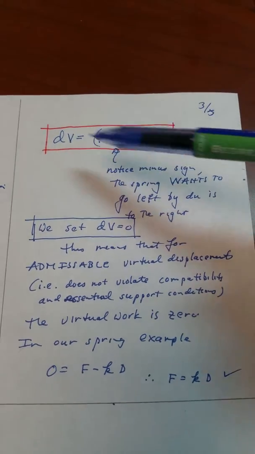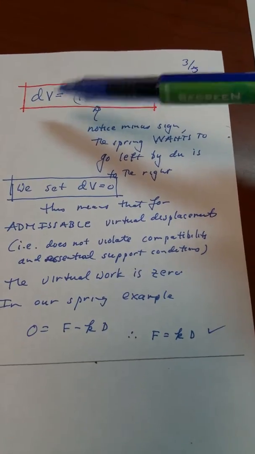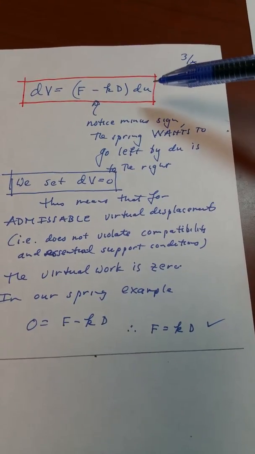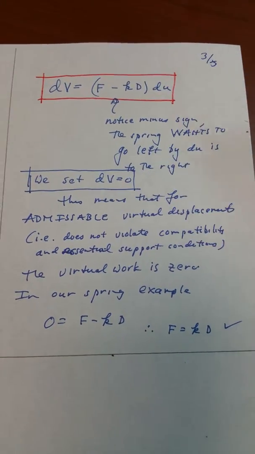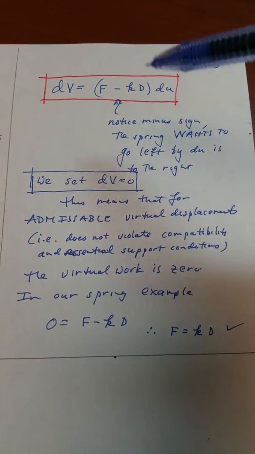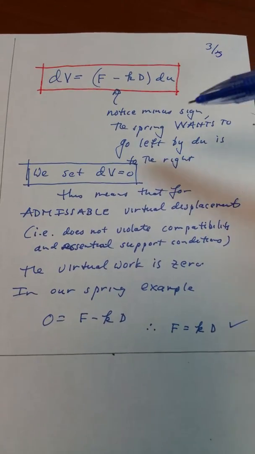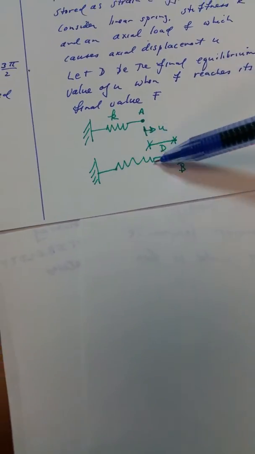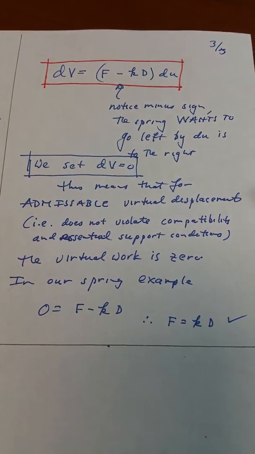And we have our big red box formula, so put a box around this. dV, the change in virtual work, is equal to F minus KD times du. The hardest part for students, I think, is the signs. One way of approaching this is to think physically that the minus sign means the spring wants to go to the left, but the perturbation is to the right. So we have negative work here.